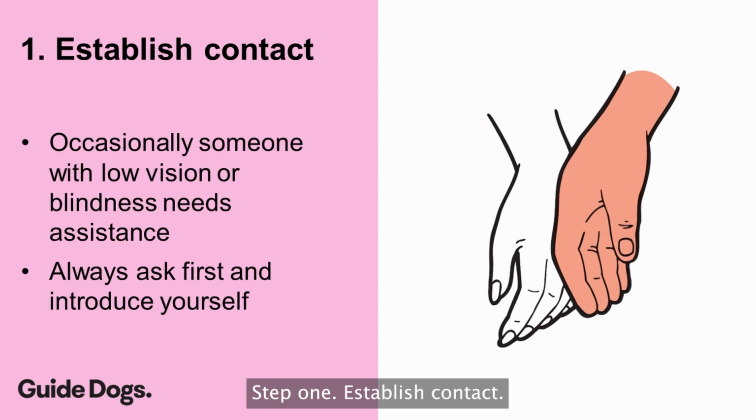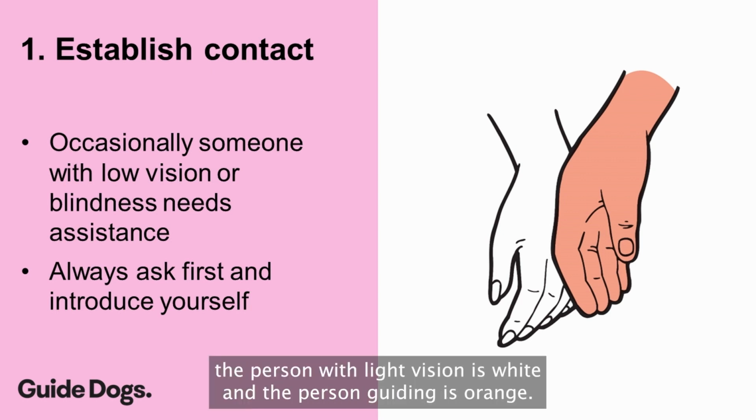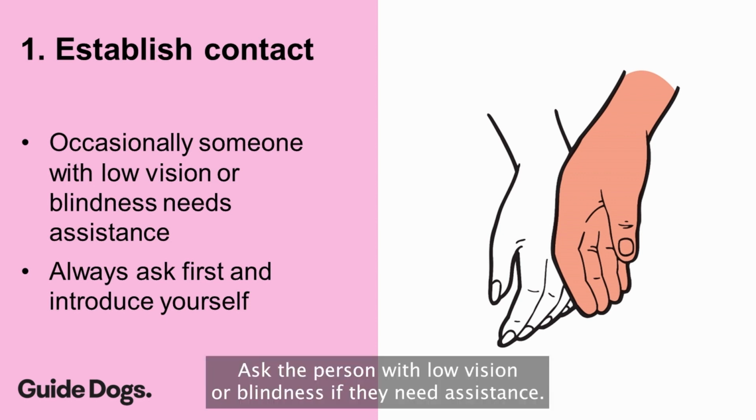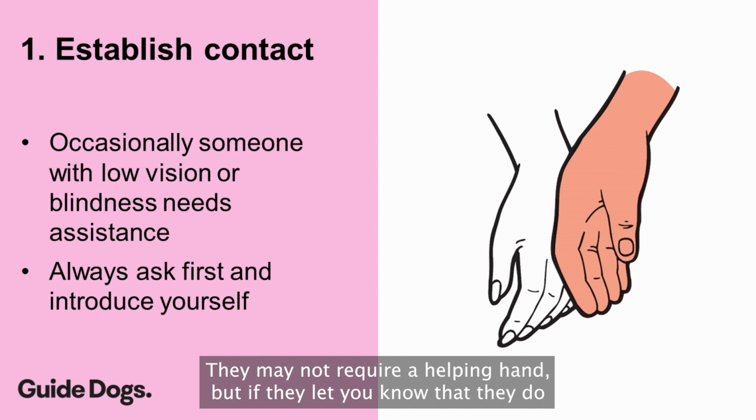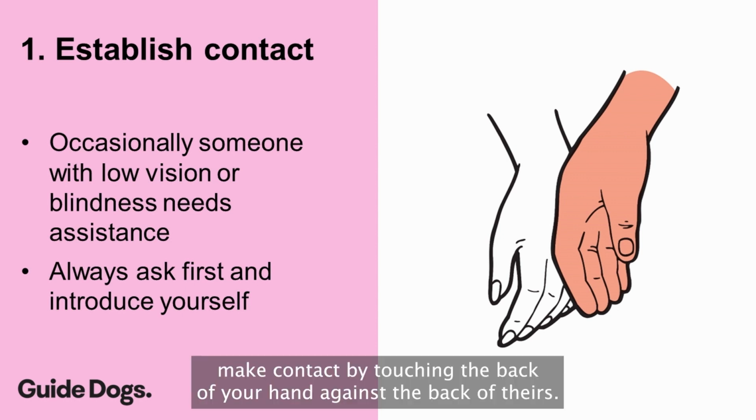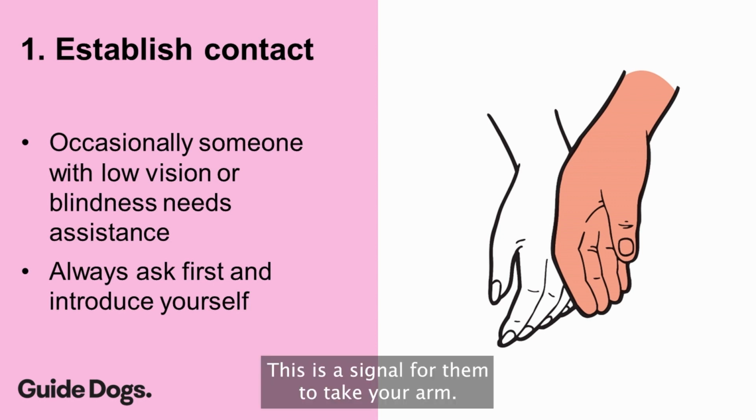Step 1, establish contact. In these graphics, the person with low vision is white and the person guiding is orange. Ask the person with low vision or blindness if they need assistance. They may not require a helping hand, but if they let you know that they do, make contact by touching the back of your hand against the back of theirs. This is a signal for them to take your arm.